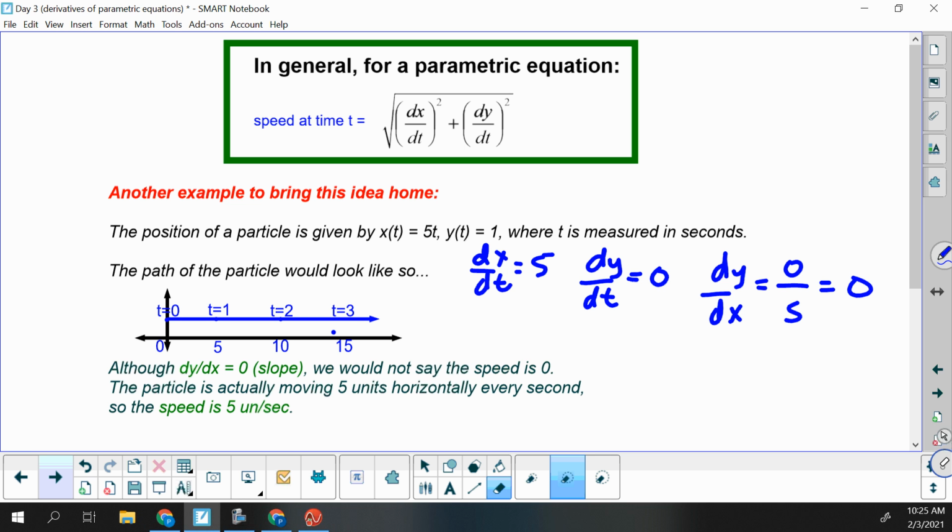Now, where we could get that speed from is, remember, our speed, using the equation above, is the square root of our dx over dt squared plus our dy over dt squared. Now, technically, those would need the specific time subbed in that you're working with, but both of those are constants, so it doesn't matter in this case. So we'd have square root of 25, which is just 5 units per second.